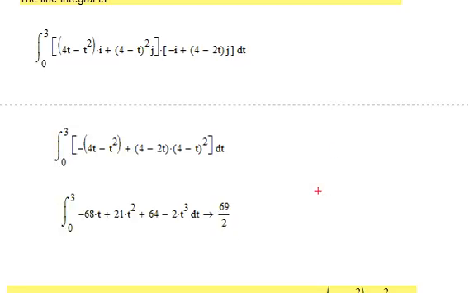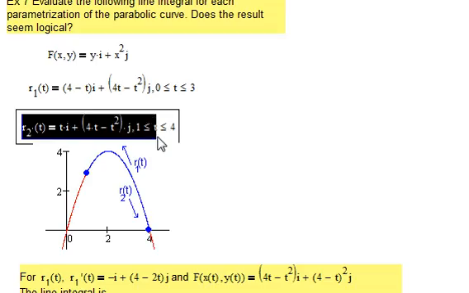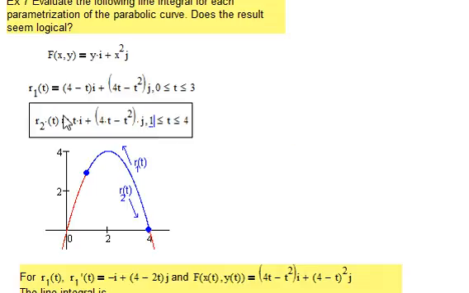Okay. Now it gets more interesting. Remember, what have we used for r2, this curve? And I want you to notice r2, if we started out at 1, that would be going from 1i and 3j, so from here along till when t is 4, that would be 4i, and this would be 0j.